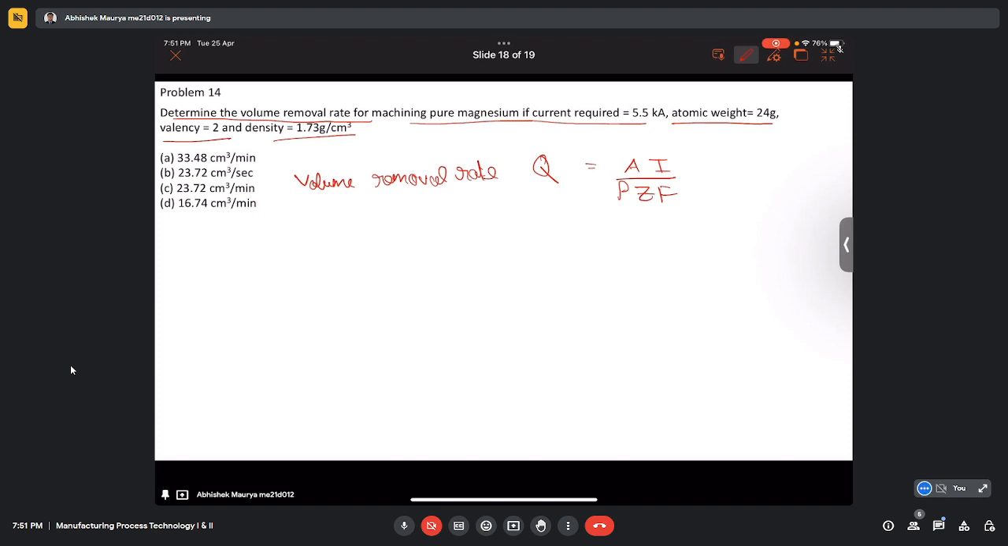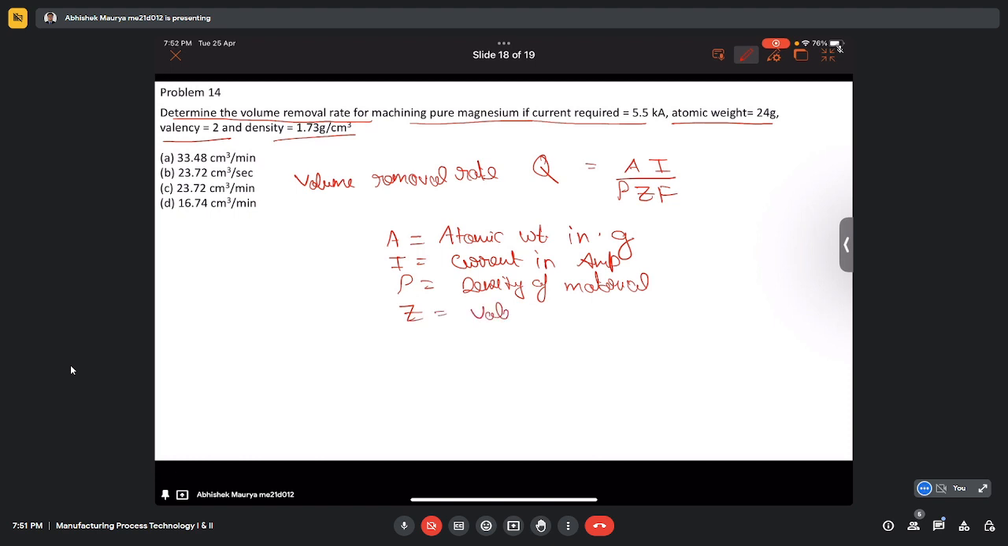Where A is atomic weight in grams, I is the current in amperes, rho is the density of the material, Z is nothing but valency, and F is the Faraday's constant, that is nothing but 96,500.